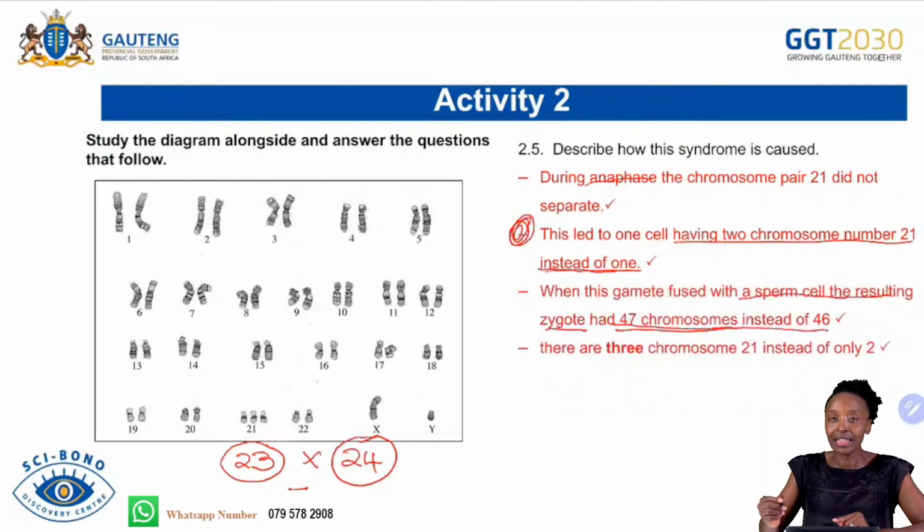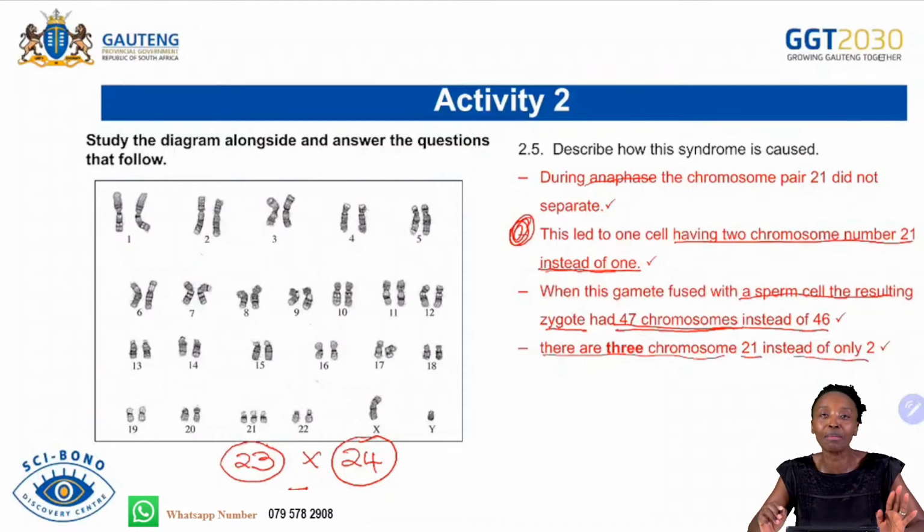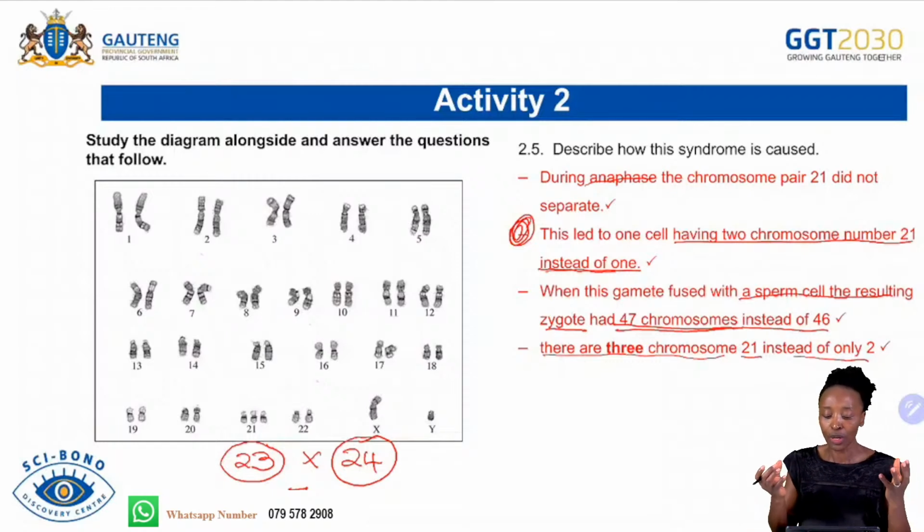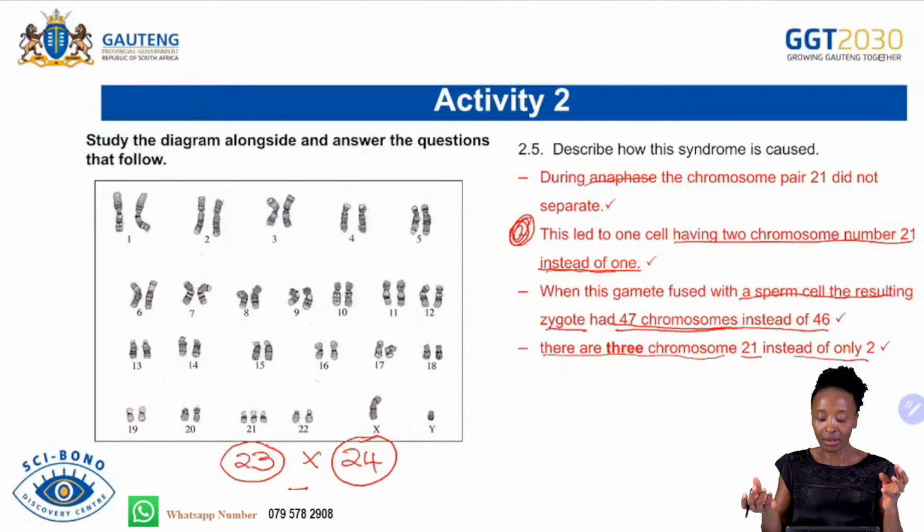And then further you say there are 3 chromosomes, 21 instead of how many? 2. That is how you get all the marks. Please take note, this answer did not just stop at saying during chromosome 21 or during anaphase, chromosomes did not separate, therefore there was an extra copy.